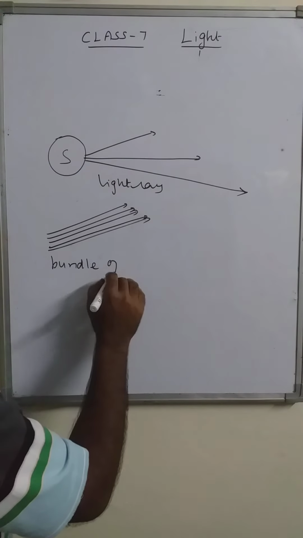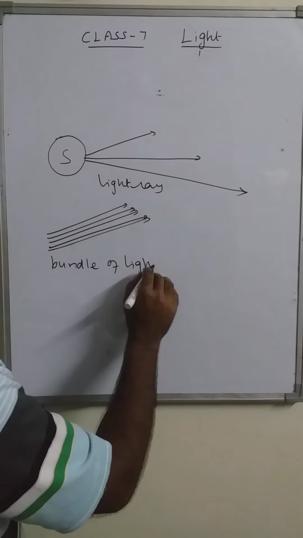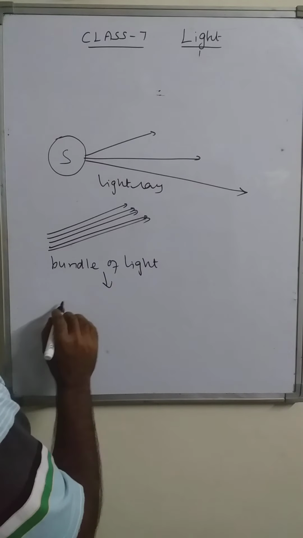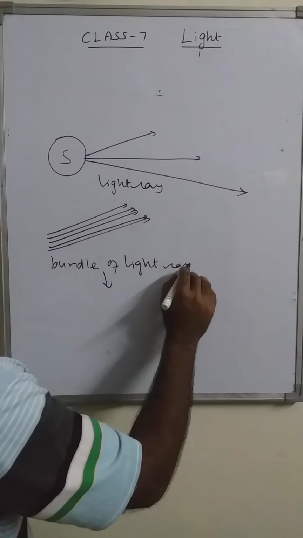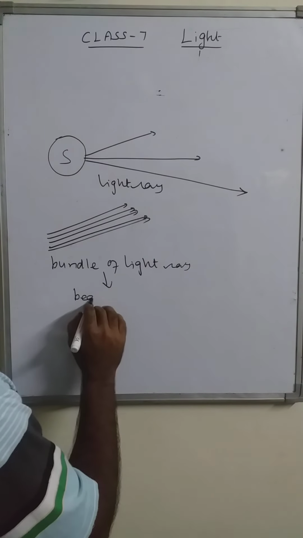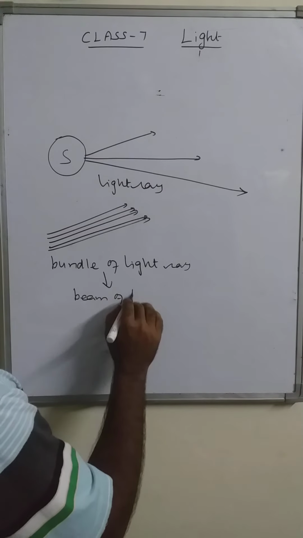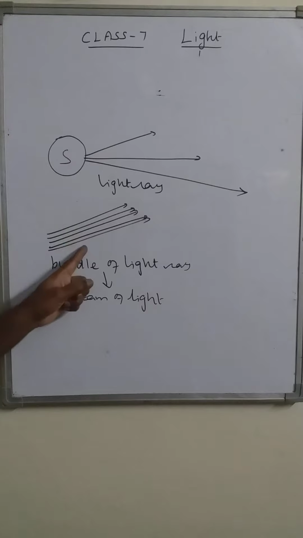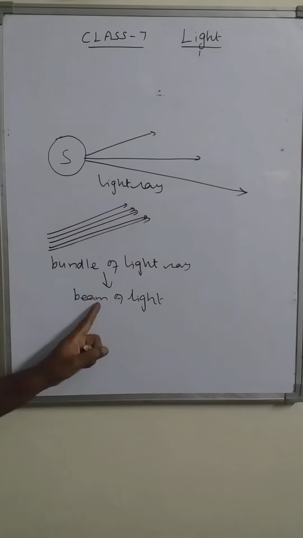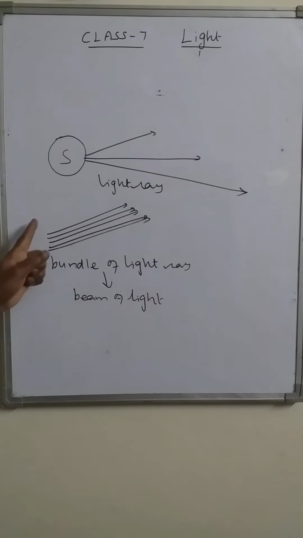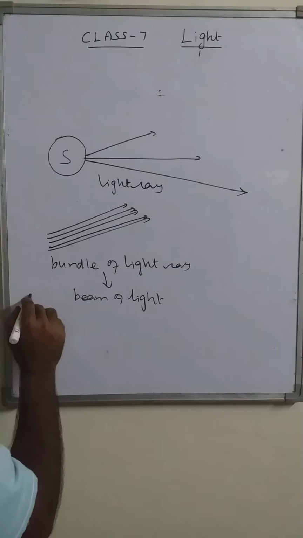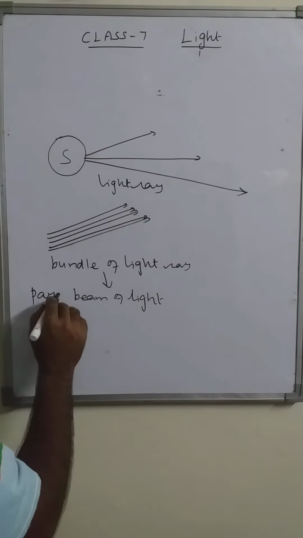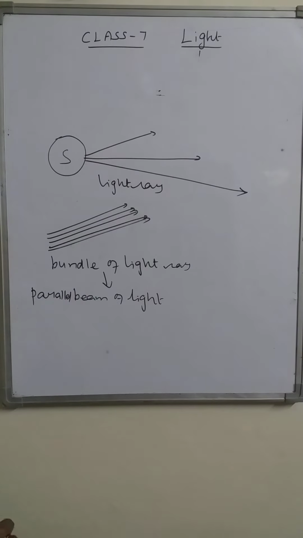The collection or bundle of light rays is known as a beam of light. Here we have all the light rays parallel to each other. So this is a parallel beam of light.